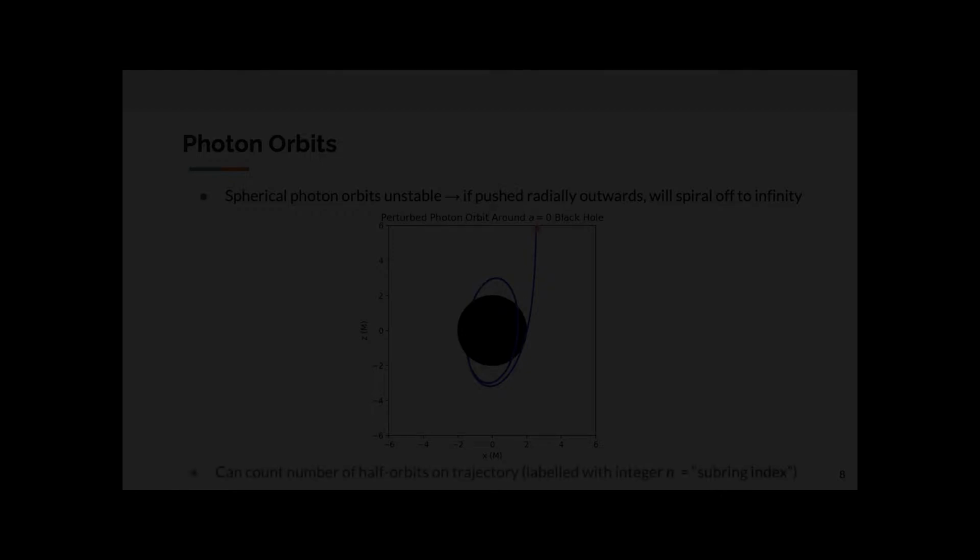Now, we can quantify the degree to which this light ray is bent by counting the number of half orbits on the trajectory and labeling it with an integer n called the subring index. In this particular simulation that we just watched, this would have an n of 3, because 3 half orbits were completed. We can watch one more time to see that happen in real time. 1 half orbit, 2 half orbits, and then the 3rd half orbit before escaping. So this would be labeled with n equals 3.